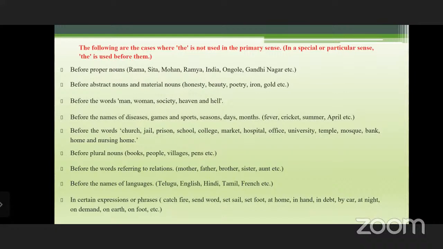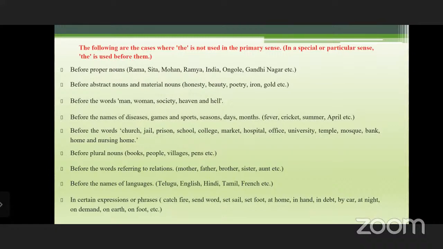So children, what are abstract nouns? Yes, abstract nouns are those which we cannot touch and see, which we can only feel. Honesty, beauty, poetry. So these are all abstract nouns.